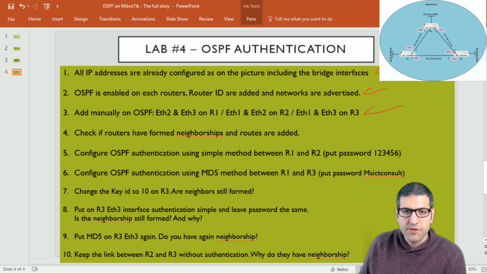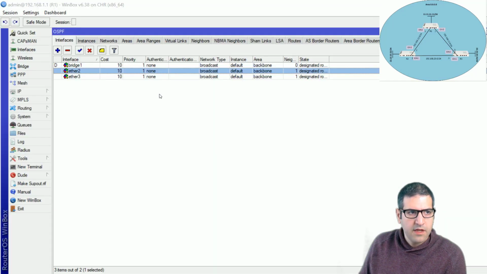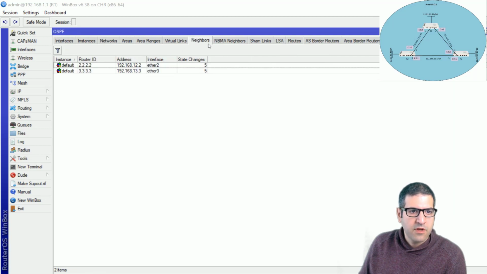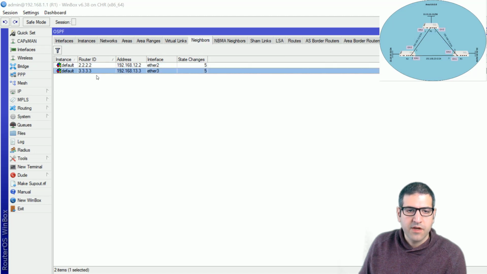Because we now just made a small change, we have to see if there is neighborship between the routers. Now I'm on router 1, I will go to neighbors. You can see router 1 is forming neighborship with router 2 and router 3. Those are the router IDs of the two routers.